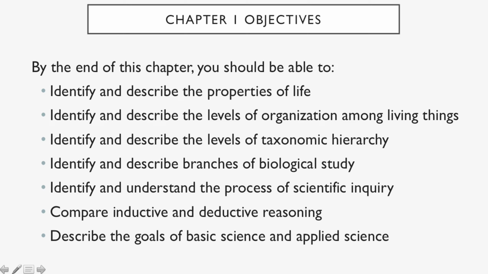By the end of this chapter, you will be able to identify and describe several of the key components central to the study of biology, including the properties scientists use to define living organisms, levels of organization among living things, a grouping system for all organisms called taxonomy, various branches of biological study, the use of scientific inquiry, and the overall goal of scientific research.